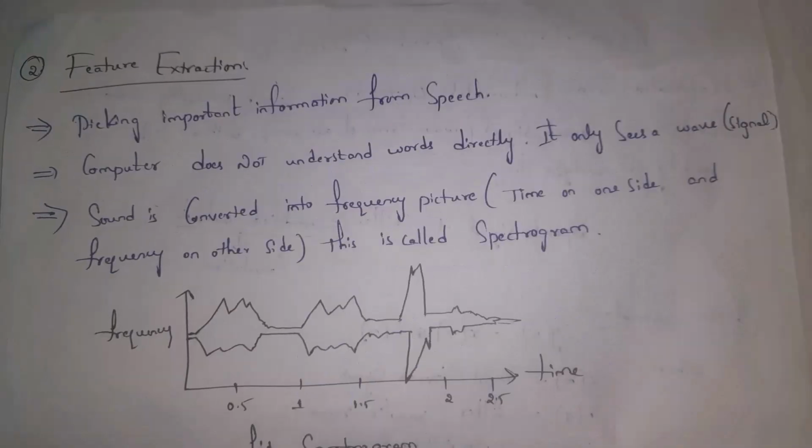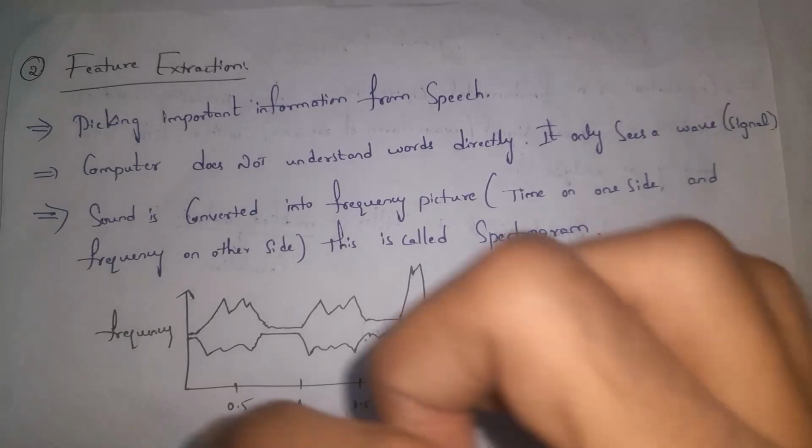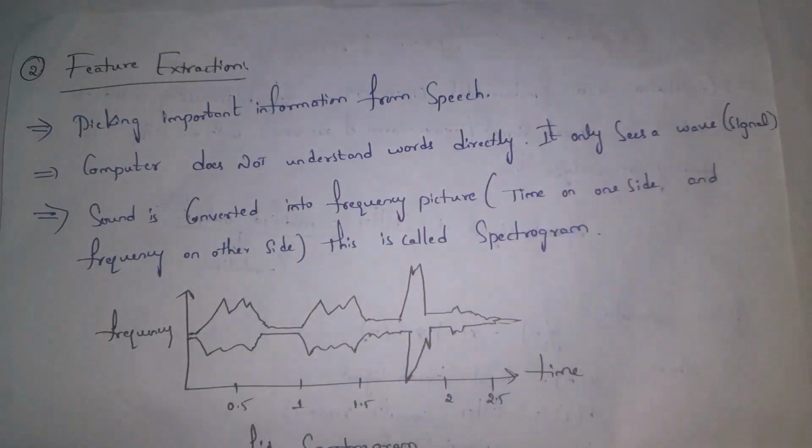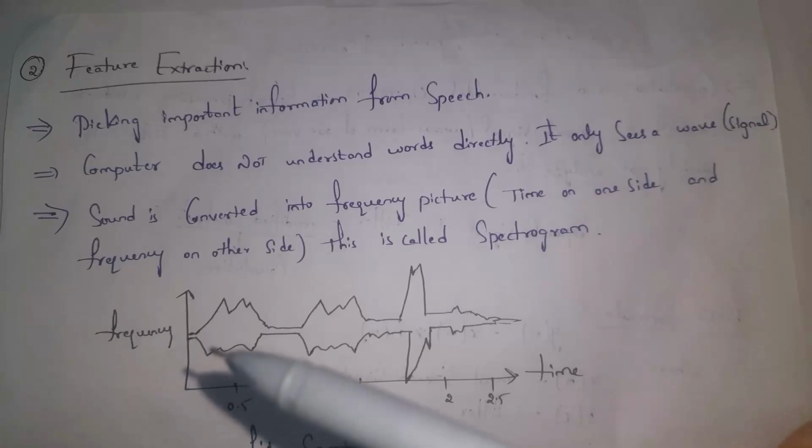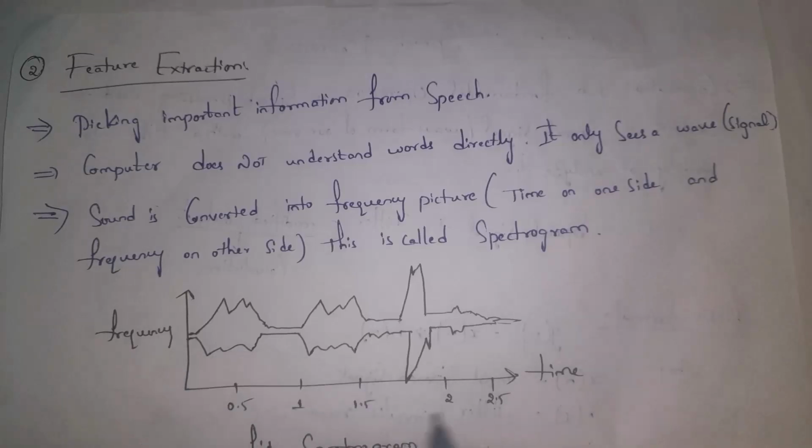Guys, by using convolution, we can also extract features. For example, picking important information from speech. Guys, whatever we speak, the computer cannot understand that voice directly. So the computer can understand our voice indirectly by using waves. Whatever we speak is represented in the form of waves, and based on these waves, the computer can understand our voice. So whatever we speak is converted into frequency. Based on this frequency, the computer will understand our voice, where we call this picture a spectrogram, where on one side there is time, and at a particular point of time, what we speak is frequency.